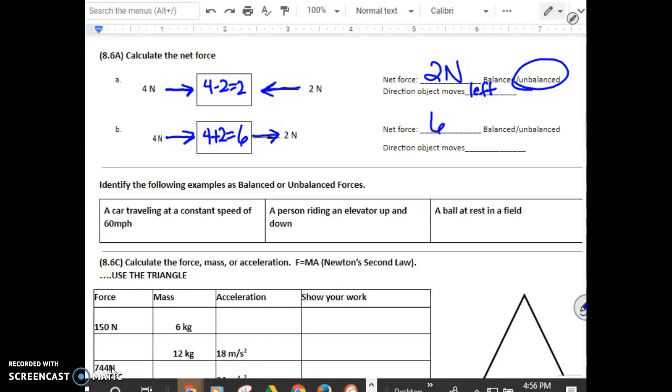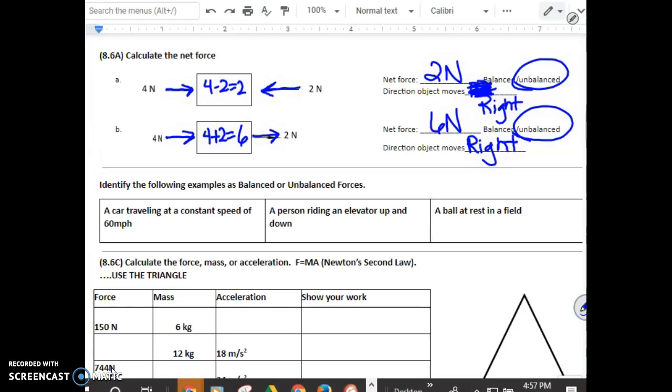And that is going to be a net force of 6 newtons. Again, it is moving, so it's considered unbalanced. Again, we cannot assume it is traveling at a constant speed unless it tells us it's traveling at a constant speed. So the direction the object moves here is going to be right, and I apologize, this is also right, because 4 is bigger than 2, so both of these are going to be moving to the right.